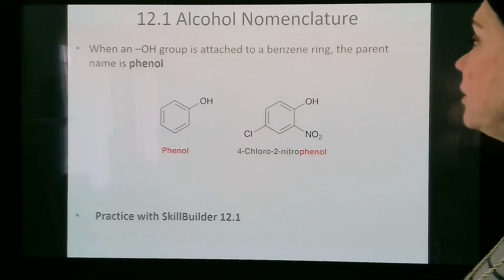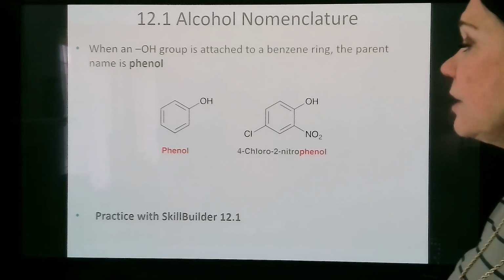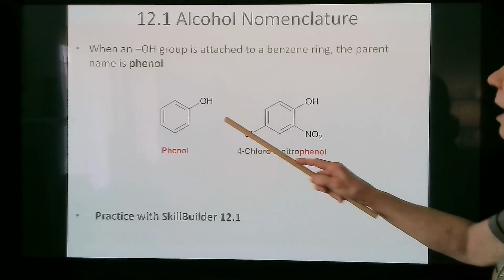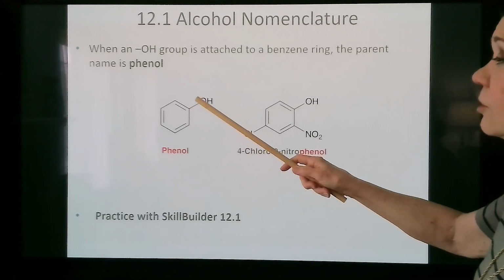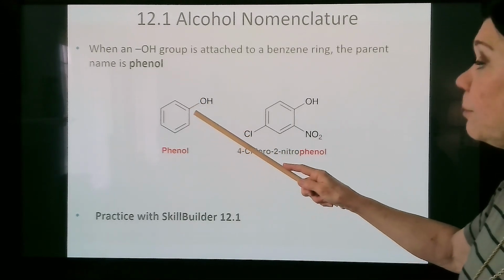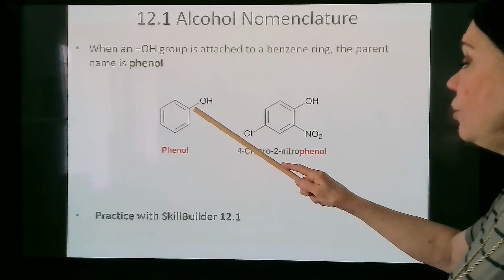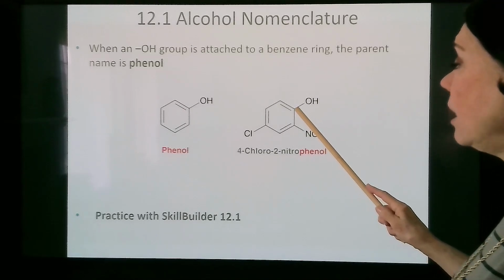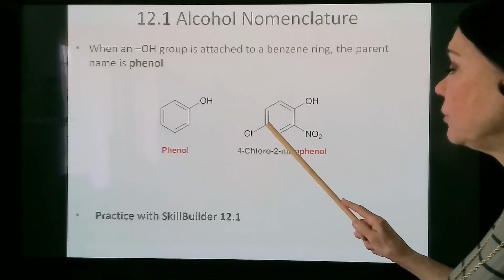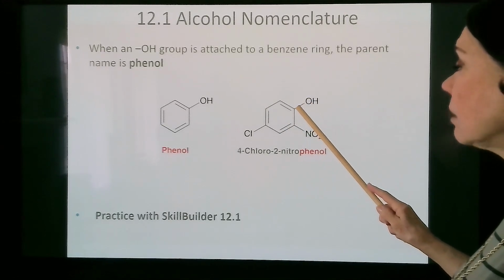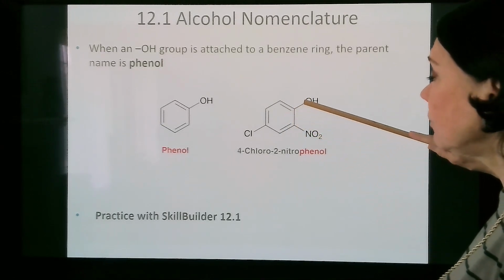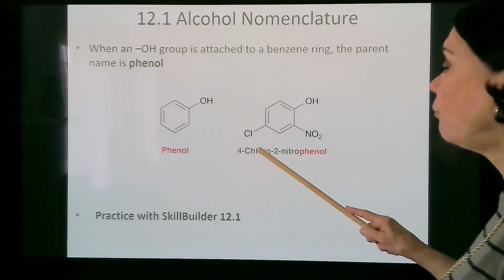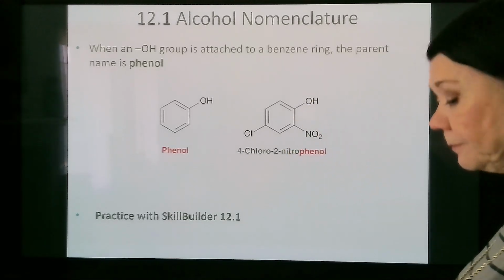When a hydroxyl group is attached to a benzene ring, the parent name is phenol. So this is phenol, and you'll need to learn that. So once again, remember that when the hydroxyl group is the highest priority functional group, it is understood to be at C1. And so over here it is at C1, and the other substituents' positions are numbered relative to the hydroxyl because it's the highest priority group. So this will be 1, 2, 3, 4. And then putting these in alphabetical order: 4-chloro, 2-nitro, phenol.